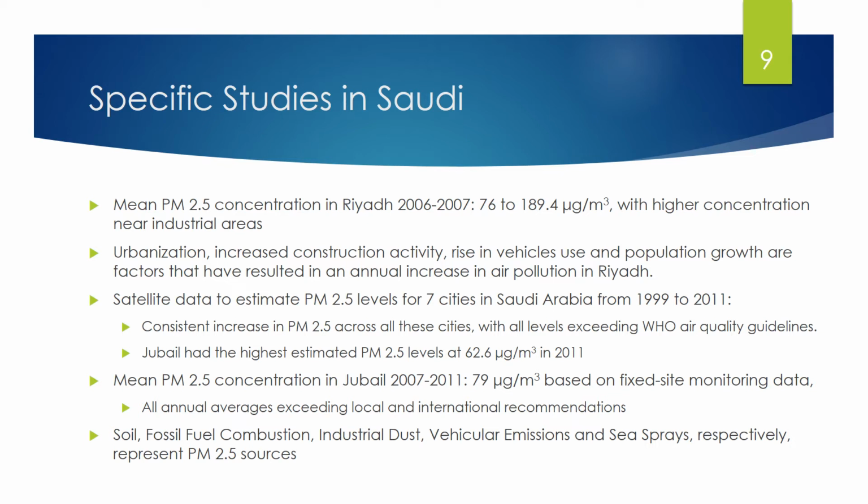Most of the source apportionment studies, or those studies that looked at sources of PM2.5 in Saudi Arabia, identified soil, fossil fuel combustion, industrial dust, and vehicular emissions, as well as sea sprays, as the majority of PM2.5 sources in Saudi Arabia.